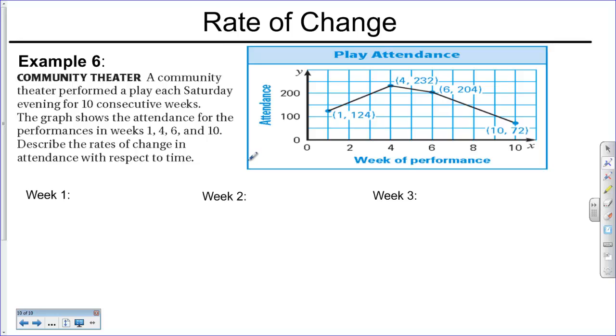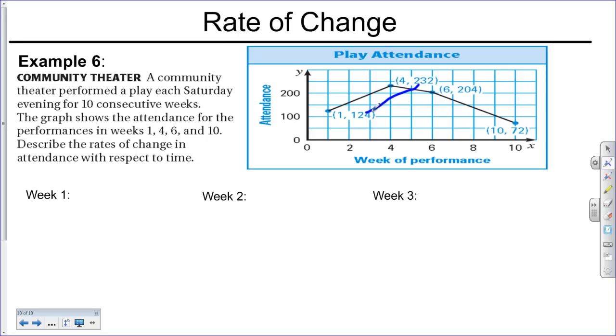Example number 6. Community theater performed a play each Saturday evening for 10 consecutive weeks. The graph over here shows the attendance for the performances in weeks 1, 4, 6, and 10. Describe the rates of change in attendance with respect to time. We are going to find the rate of change between week 1 and week 4, and we will place that here on week 1. But anyway, we're going to do a change between the attendance, because it is asking the rates of change between attendance with respect to time.